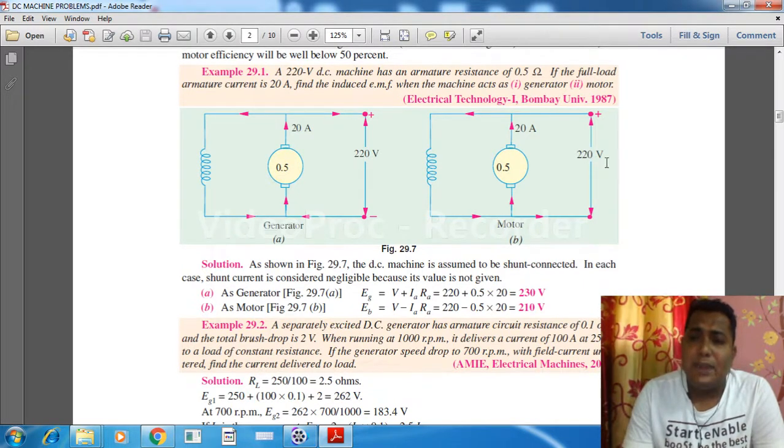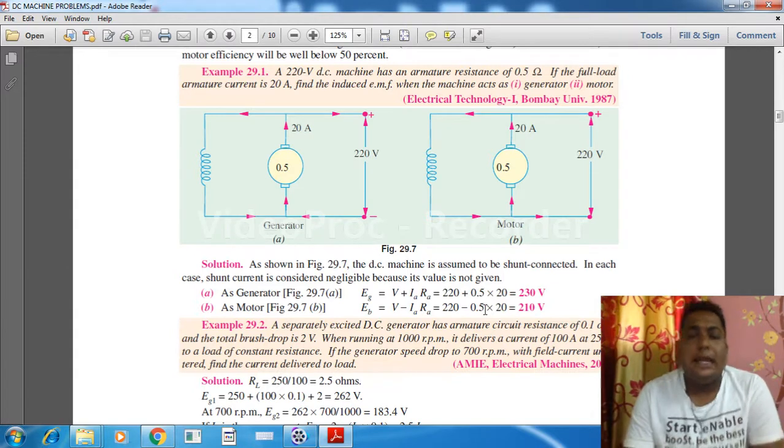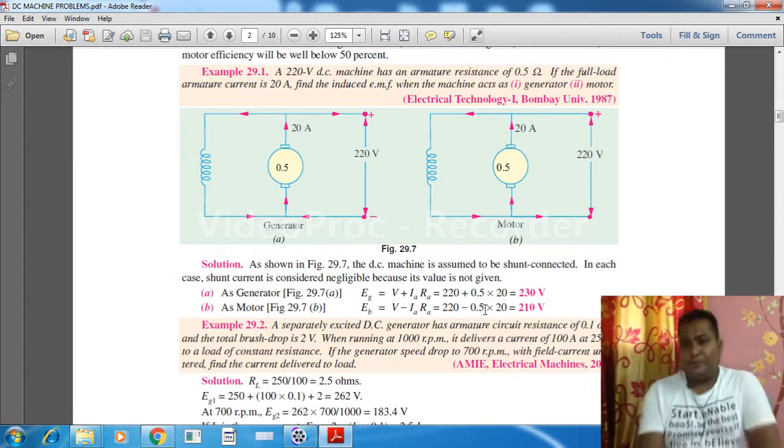So if it is supply, then in the case of motor, what is the value of this Eb, that is the back EMF, what should be the value of this back EMF? So whatever we have supplied minus the drop over here. So Eb is equal to whatever we have supplied, this V, that is 220, minus what is the drop, Ia into Ra. So see, 220 minus 0.5 into 20, that is the drop over here.